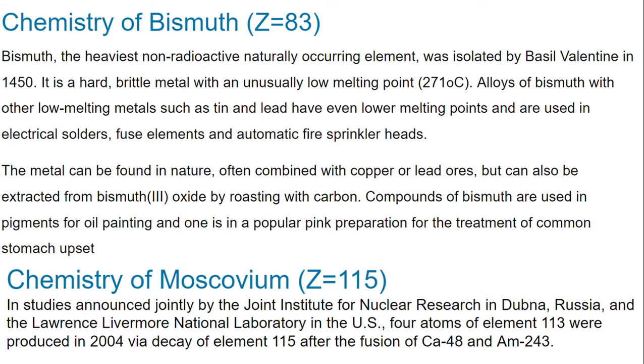The metal can be found in nature, often combined with copper or lead ores, but can also be extracted from bismuth oxide by roasting with carbon. Compounds of bismuth are used in pigments for oil painting, and one is in a popular preparation for the treatment of common stomach upset.